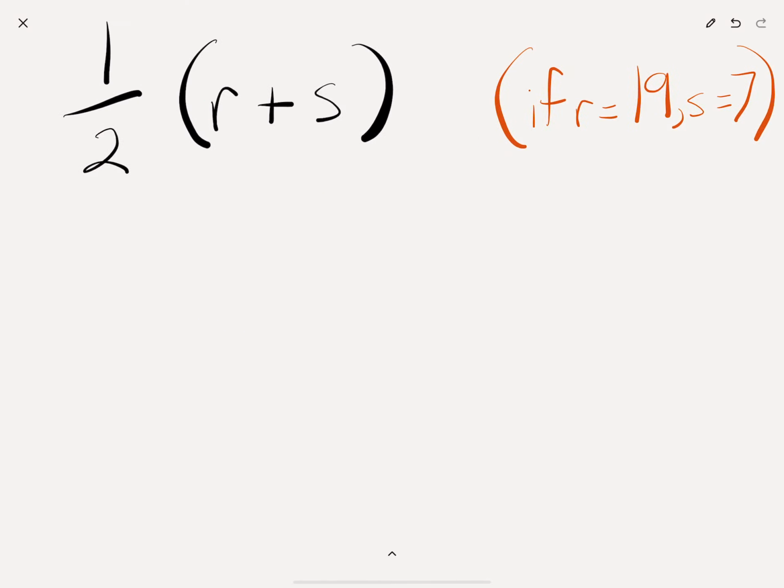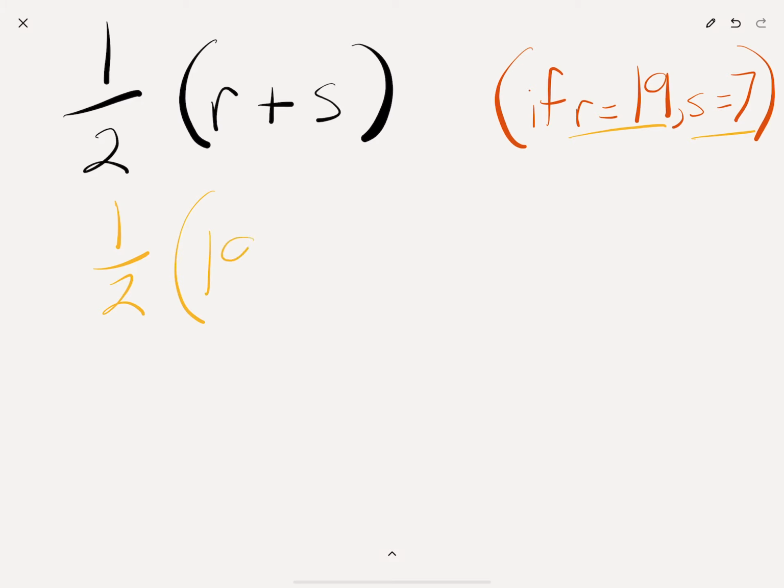All right, a couple more examples here. This one looks a little scarier simply because I've thrown in a fraction. 1 over 2, or 1/2 times r plus s. Well, before we start doing operations, let's start by plugging in, or substituting, the values of this r and s. Look to the right, you can see I've given you r equals 19, s equals 7. So let's rewrite it. 1/2. Remember, this parenthesis simply means I'm going to multiply.